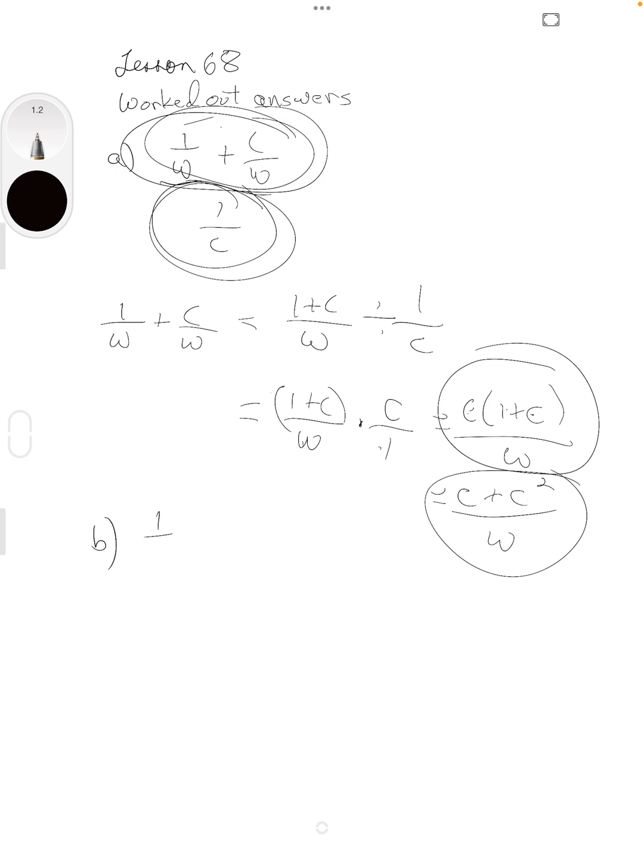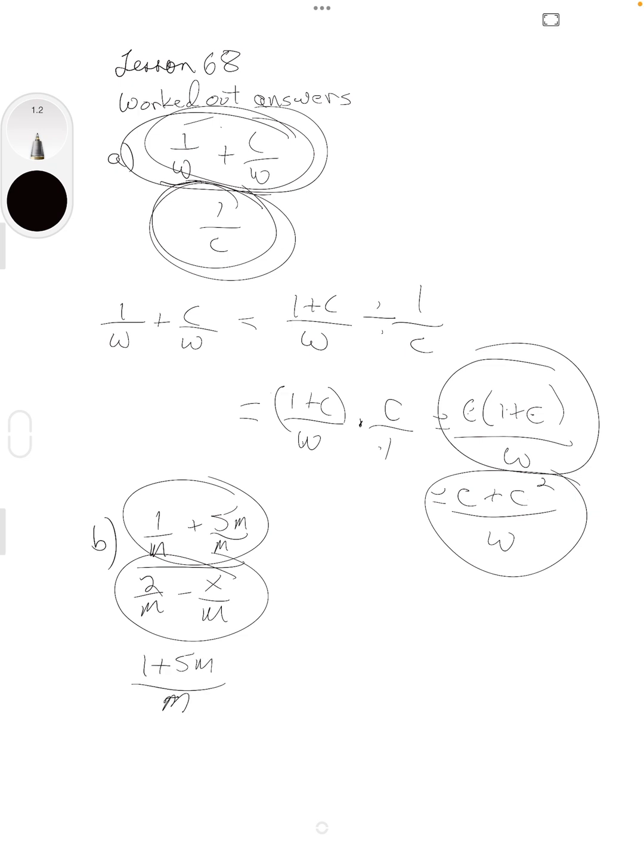B, 1 over M plus 5 equals 2 over M minus X over M. Okay, same thing. On the top, I'm going to make this divided by that. So I get 1 plus 5. First of all, I need a common denominator, so I'm going to multiply top and bottom times M. So I get 1 plus 5M over M on the top, divided by 2 minus X over M, since these already have M's on the bottom.